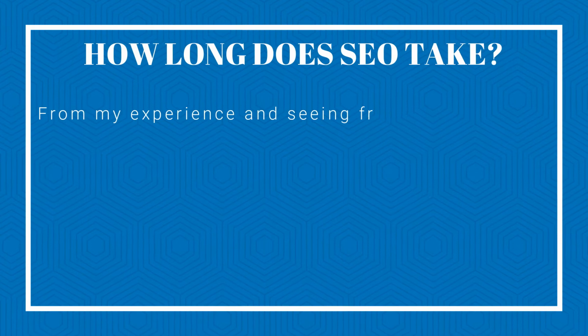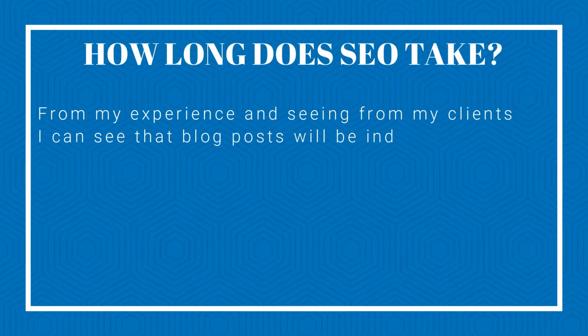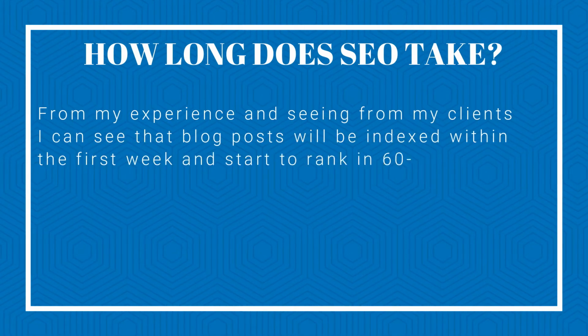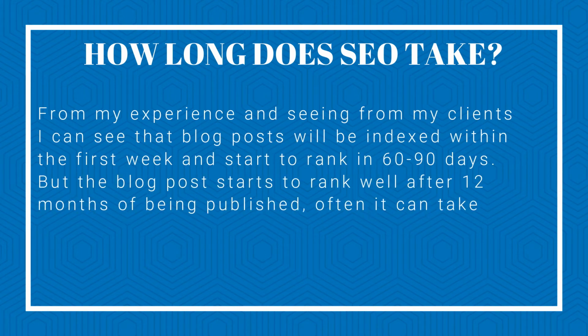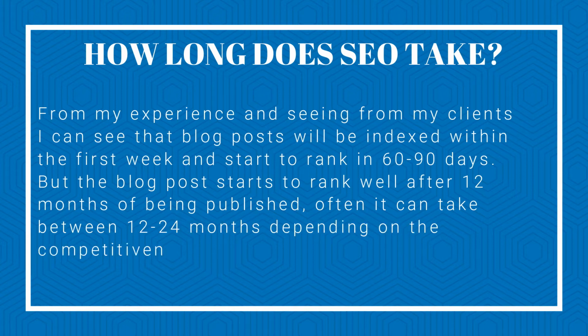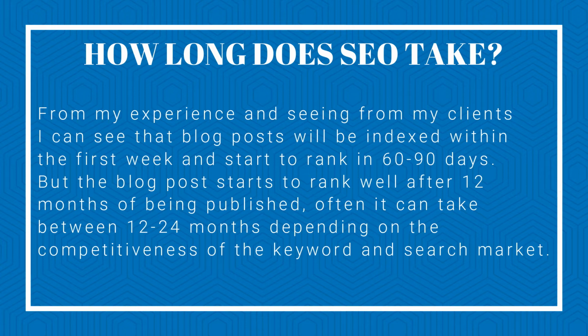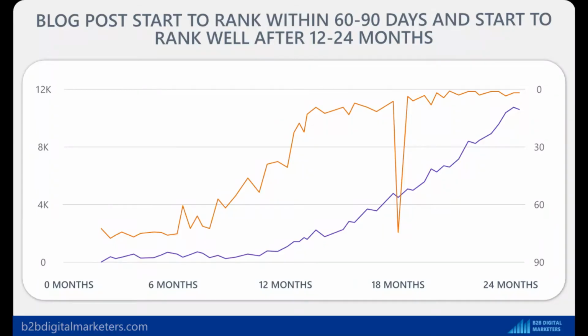From my experience and seeing from my clients, I can see that blog posts will be indexed within the first week and start to rank in 60 to 90 days. But the blog post starts to rank well after 12 months of being published. Often it can take between 12 to 24 months depending on the competitiveness of the keyword and search market. This means if you start publishing blog posts today, you can start seeing good results in 12 months. Additionally, after 12 months, you will have a lot more articles on your website, and some may start to rank a bit faster and some can take even longer to rank well.